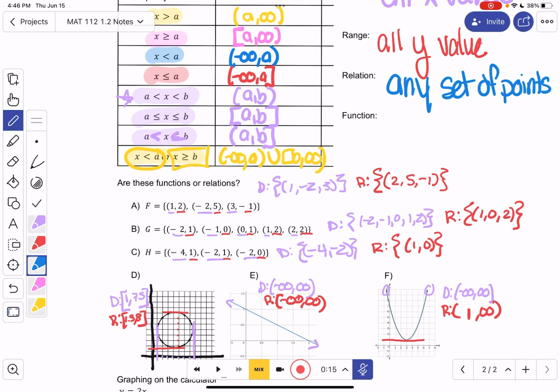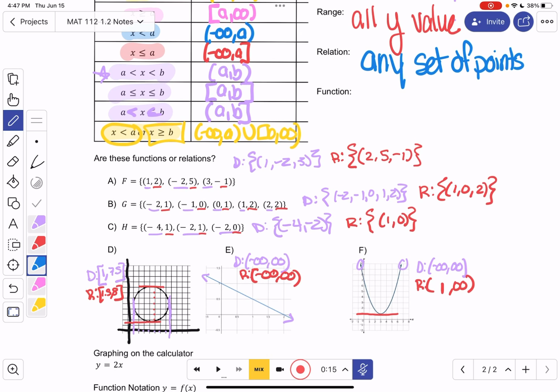So all of these are relations. A, B, and C are literally a set of points. D, E, and F are graphs, so they're all relations. A function is a special relation where every x has one y value.